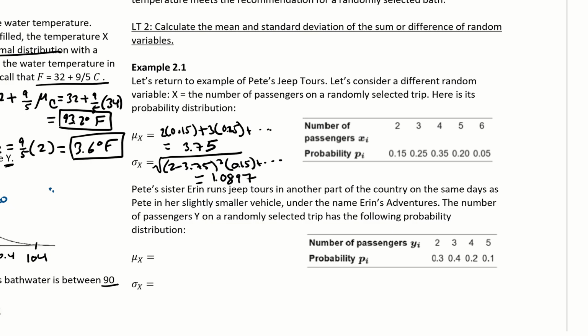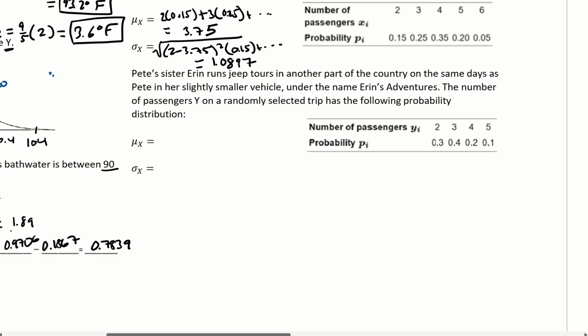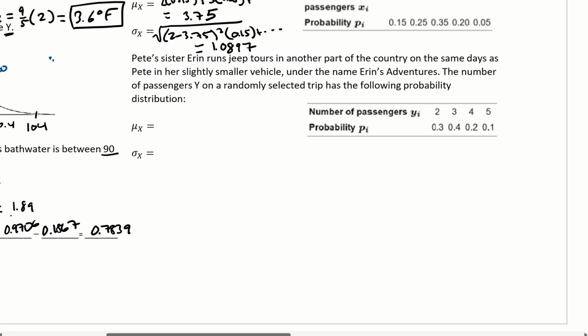Okay, so now Pete's sister, Erin, runs Jeep tours in another part of the country on the same days as Pete in her slightly smaller vehicle, under the name Erin's Adventures. So now her passengers are going to be called Y, the number of passengers. Again, let's do the same thing, 2 times 0.3 and so on and so forth. And we get 3.10 passengers, sorry. And then again, similarly, we do the standard deviation. We get 0.943. I would highly suggest writing it out, but since I've already shown you how to do it in the first part, I won't do it here.